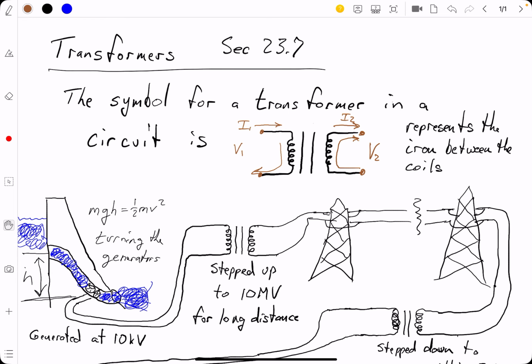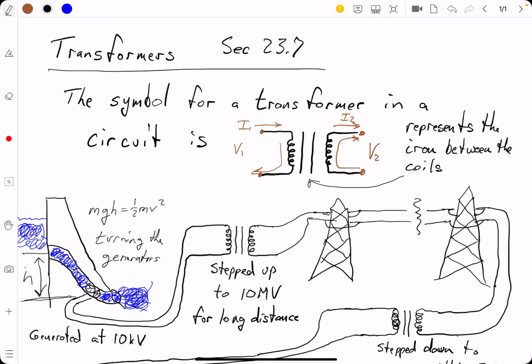I do want to point out this right here. This little bit right in here, these two lines, that represents the steel or iron or metal or whatever you want to put in between the two coils. I don't know if you guys remember, but we had the solenoids at school and we took the inner solenoid out and we had the outer solenoid. Well, that's basically a transformer.